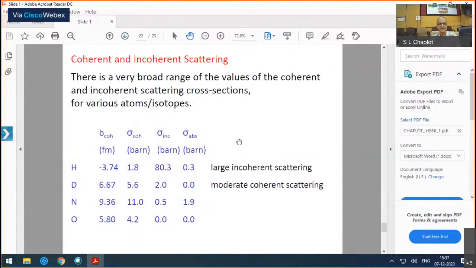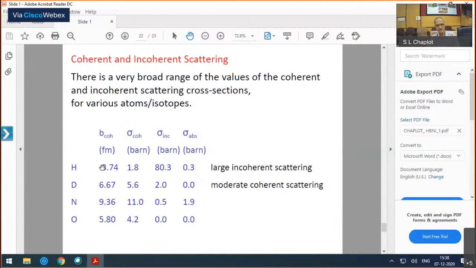Okay. Now let's look at some numbers. Let's see what kind of cross sections for coherent scattering and incoherent scattering we have from various atoms. Actually there is a very broad range of values of the coherent and incoherent scattering cross sections for various atoms, and these are typical examples. Say hydrogen and deuterium, these are two different isotopes. The hydrogen isotope has a scattering length, and it happens to be negative.